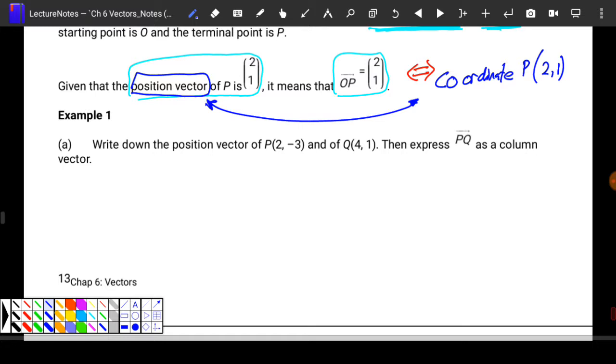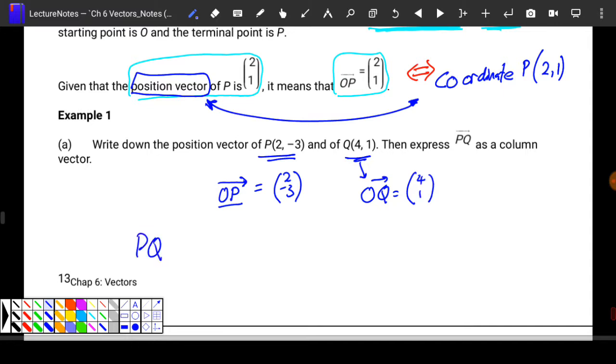So express PQ as a column vector. So can you write? This one means what? Point. But can I convert to a vector? Yes. Matthew, try. Try telling me 2 alphabets with an arrow on top. What do I write here? Very good. OP is (2, -3). I assume you are talking up and down. So similarly for this, OQ will be (4, 1).